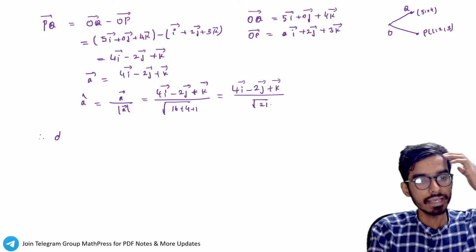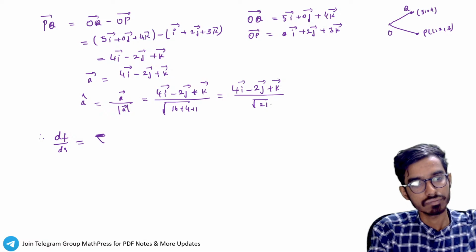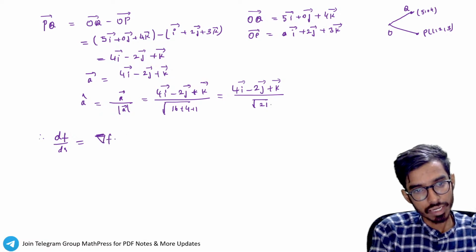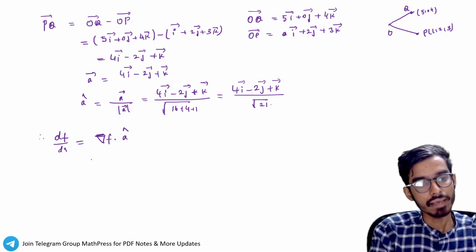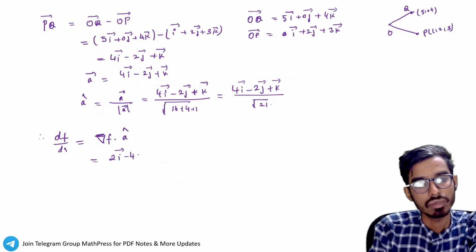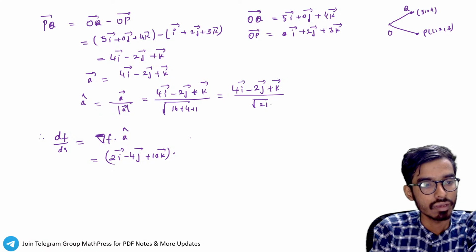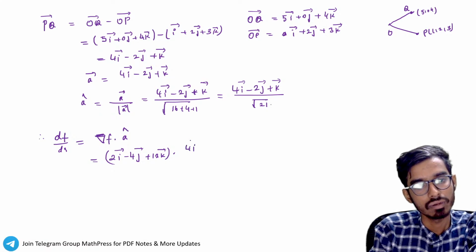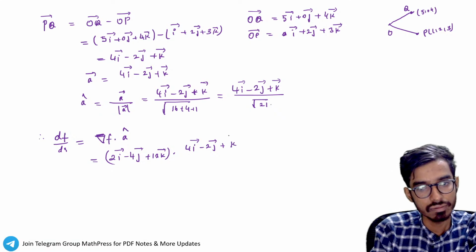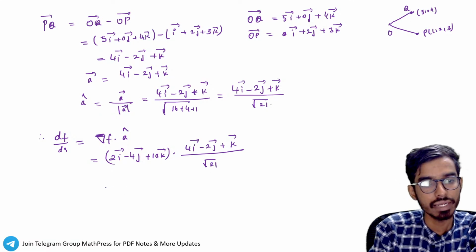So therefore, the directional derivative is given by del phi at the point P dot A cap. So del phi at the point P is 2i minus 4j plus 12k dot A cap, which is 4i minus 2j plus k divided by root 21. So just make a dot product here.